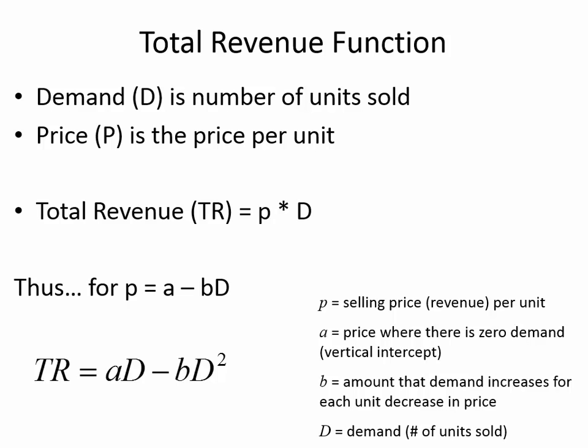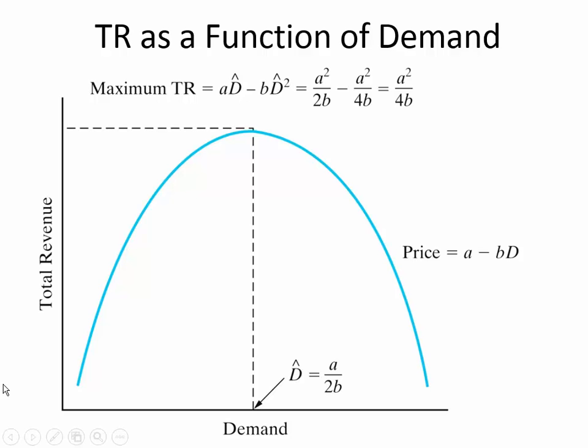On the previous slide, we had the formula for the graph of the relationship between price and demand, so it was P = A minus BD. Let's substitute P into this formula for revenue, and what we get, the total revenue, the money coming in, is A, which is the intercept, the price at which there's no demand, times D, minus B, the slope, multiplied by D squared. So let's look at the graph of this function. All right, it's a parabola.